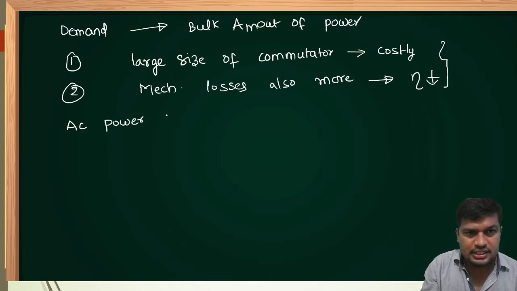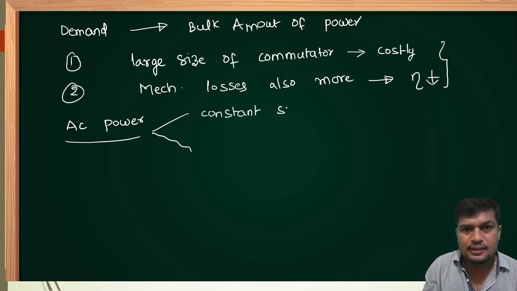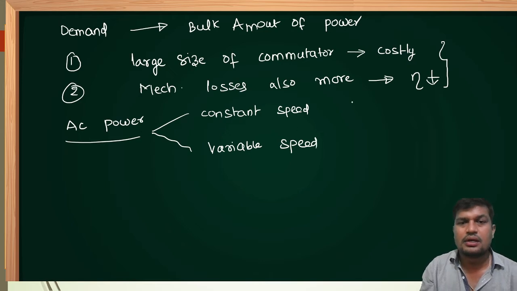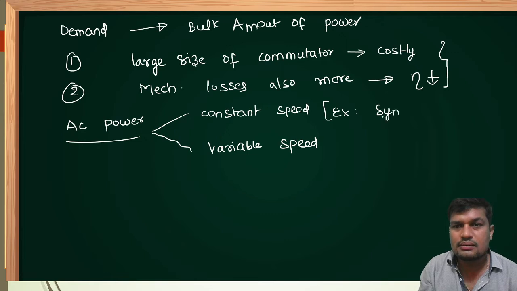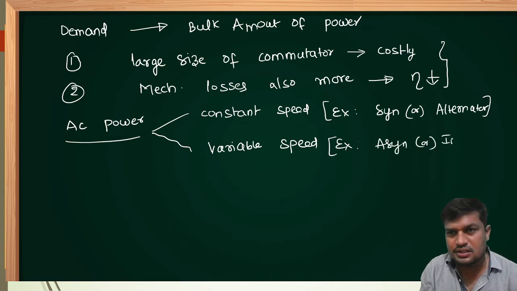How are you generating AC power? This is an important question. The AC power can be generated by using two generators. One is constant speed generator. Second, variable speed generator. Constant speed generator, example synchronous generator, also called as alternator in machines you studied. Variable speed generator, example asynchronous generator, also called as induction generator.